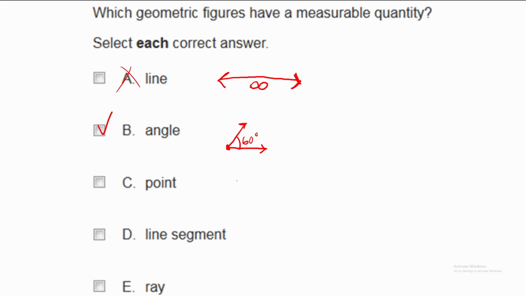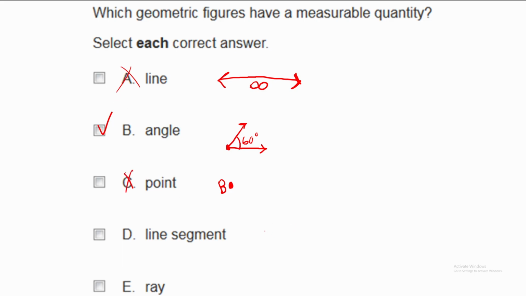Next up, we have a point. What does my point usually look like? Our point usually looks something like this. Let's say we have point B. Now, that dot that's there just helps us visualize what this point looks like. We don't actually have a measurable. It has no length, width, height, any of that. So we cannot measure our point.